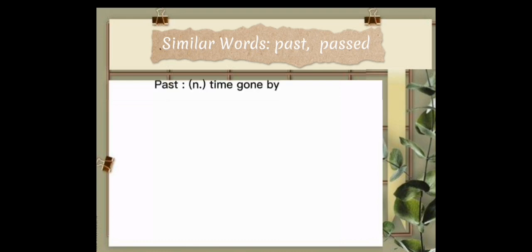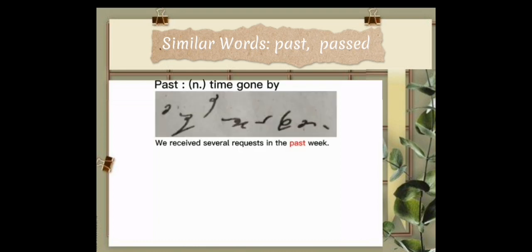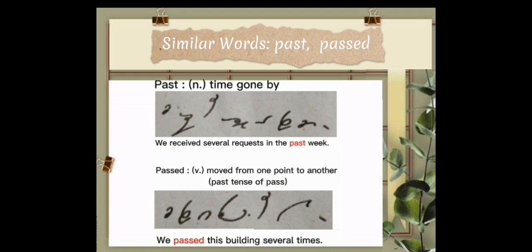Now let's differentiate these two similar words, past and passed. The word past that ends with T is a noun that means time gone by. For instance, we received several requests in the past week. While the word passed with ED is a verb that means moved from one point to another, and it is the past tense of pass. For instance, we passed this building several times.